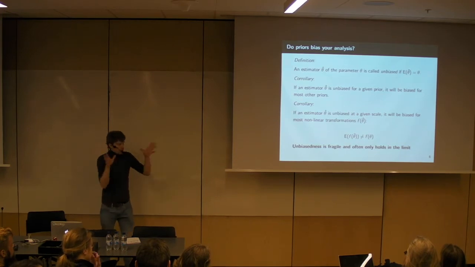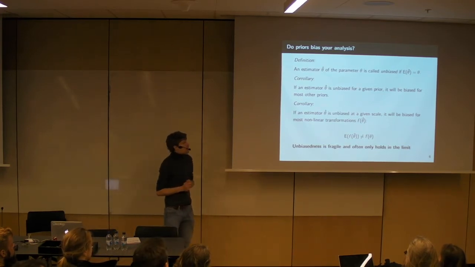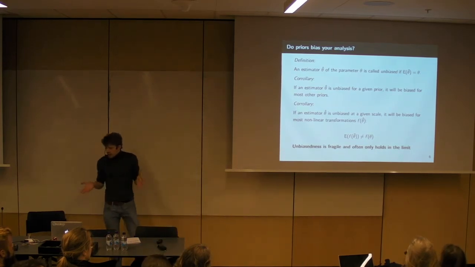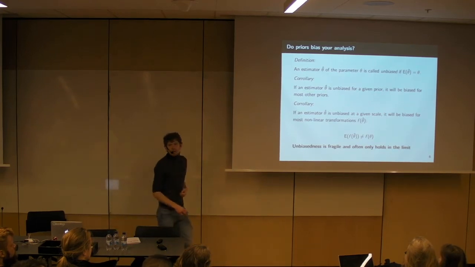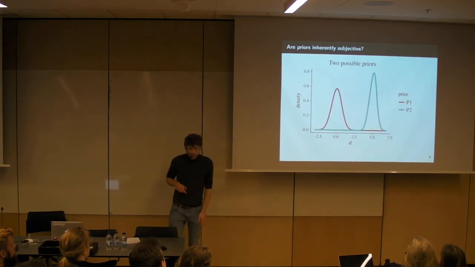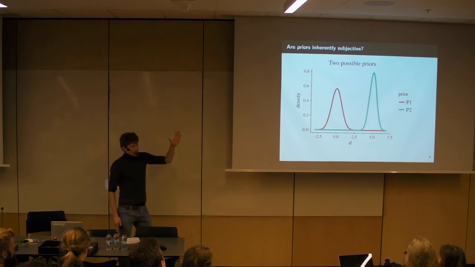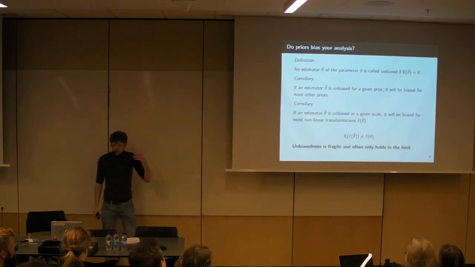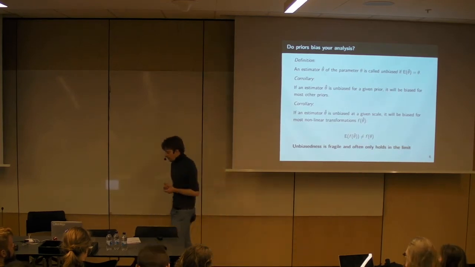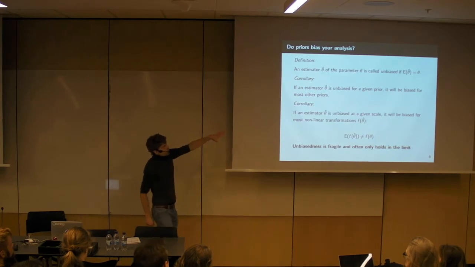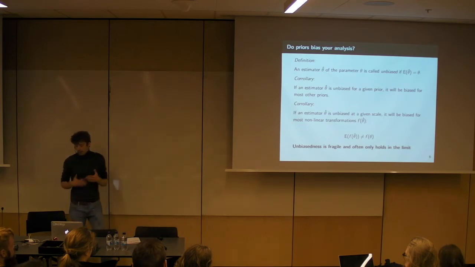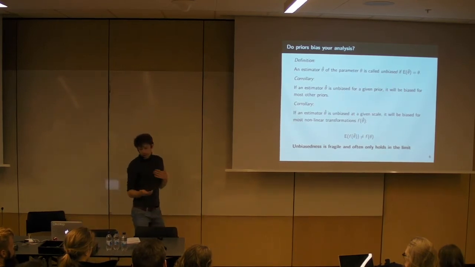And there are some informal corollaries which I wrote down here. So if an estimator theta hat is unbiased for a given prior, whatever this prior is, it will likely be biased for most other priors. So if it's unbiased, let's say, just making something up, for the left-hand prior, it likely will be biased for the right prior, because we shifted it. So in a way, priors will bias your analysis, because if you change your prior, this unbiasedness might go away if it was there before. So in a way, this is right. Priors may bias your analysis.